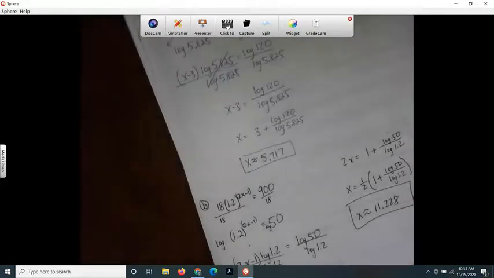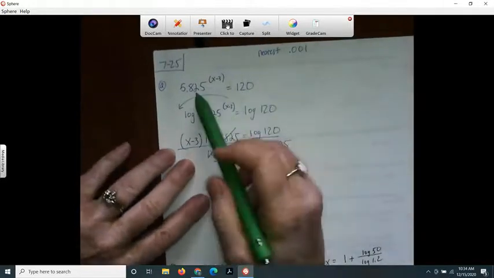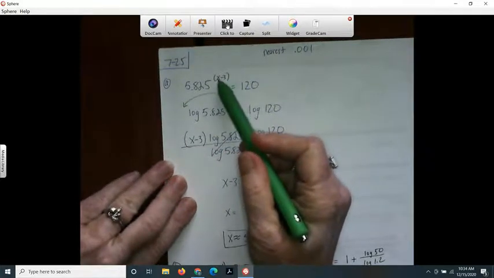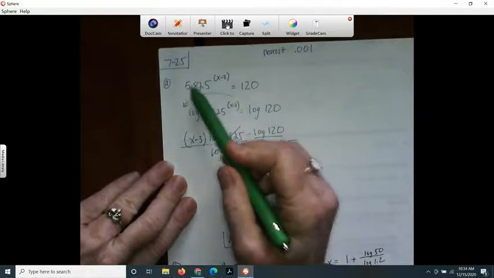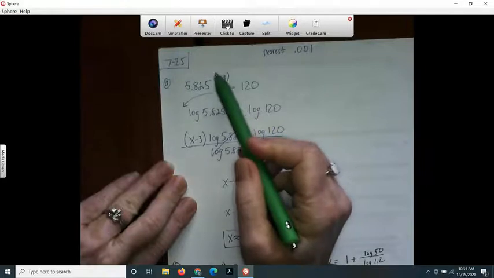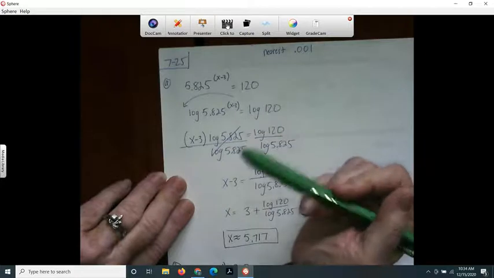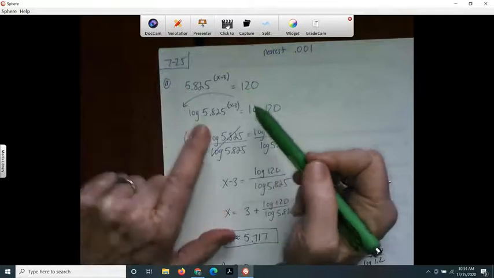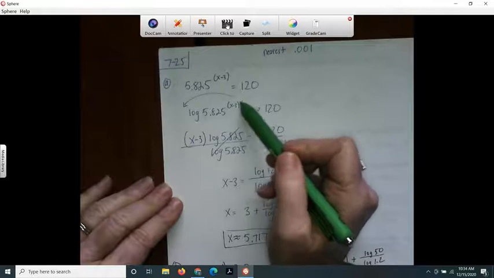So letter A. Now you guys know how to solve these exponentials. Letter A, you're trying to get the x by itself, but it's up in the exponent. And there's no way to get it down unless you take the logarithm of both sides. Then you can use one of the properties of logarithms that helps you get that x minus 3 to come down out of the exponent. So all you do is take the logarithm of both sides, and then you use your property of logarithms that says this exponent can come out front and multiply.